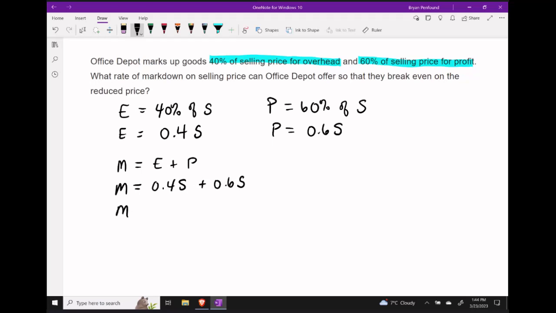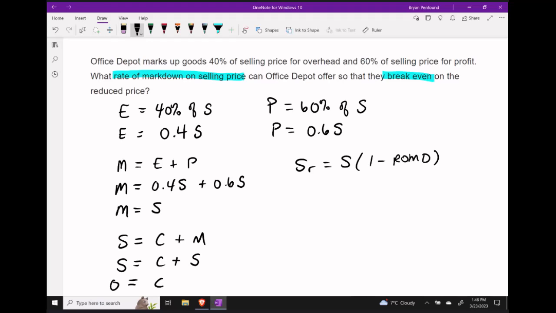And collecting like terms, we see that 0.4 plus 0.6 is 1. So the markup is actually identical to the selling price. Next, we know that our selling price should be equal to our cost price to us plus the markup. If our markup is equal to S, and we subtract S from both sides, this means that C is equal to 0, or that these goods actually don't cost us anything to bring in at all.